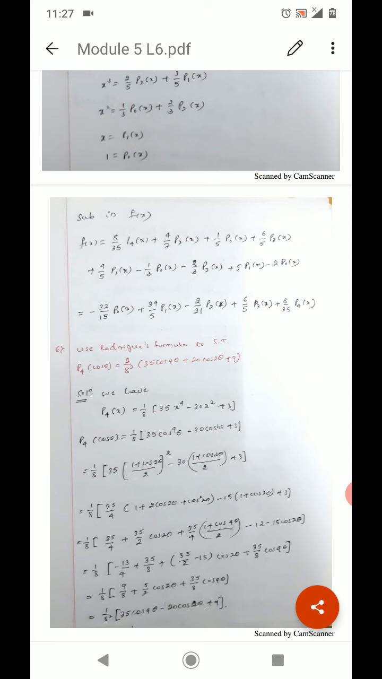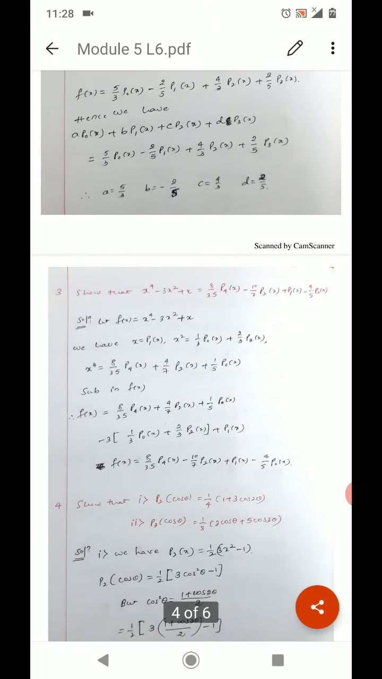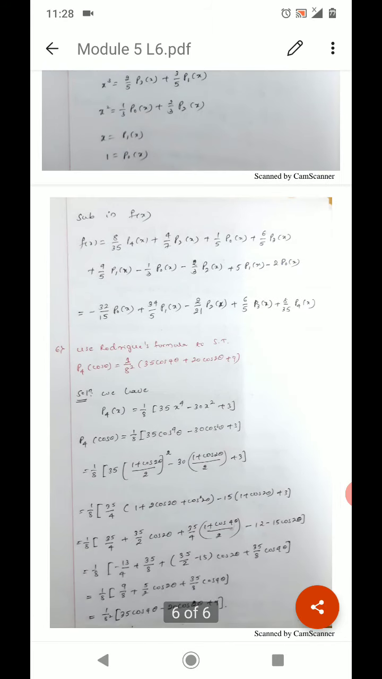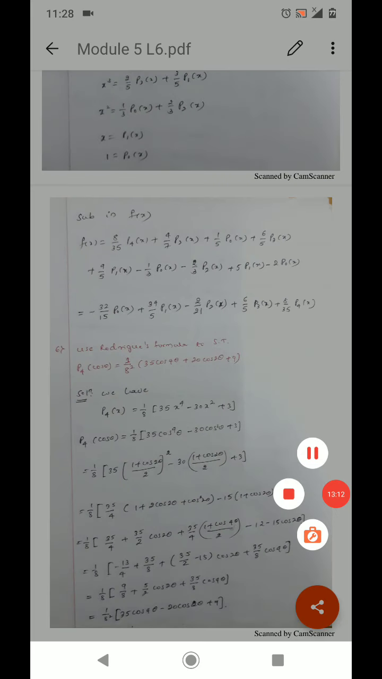Which will become 1 by 8 of 9 by 8 plus 5 by 2 cos 2 theta plus 35 by 8 cos 4 theta. So by taking 1 by 8 common, we will get 1 by 8 of 35 cos 4 theta plus 20 cos 2 theta plus 9, which will be the required result. So this is the last problem, and here completes the fifth module, that is special functions, series solution and special functions.